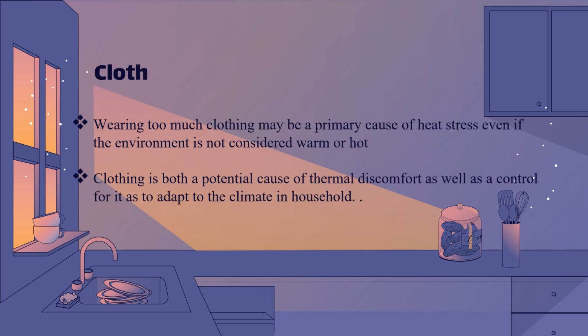For the clothes, thermal comfort is much dependent on the insulating effect of clothing on the wearer. Wearing too much clothing may be a primary cause of heat stress even if the environment is not considered warm or hot. If clothing does not provide enough insulation, the wearer may be at risk from cold injuries such as frostbite or hypothermia in a cold condition. Clothing is both a potential cause of thermal discomfort as well as a control for it, to adapt to the climate in the household.